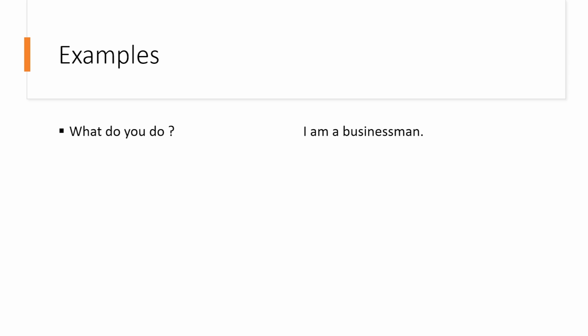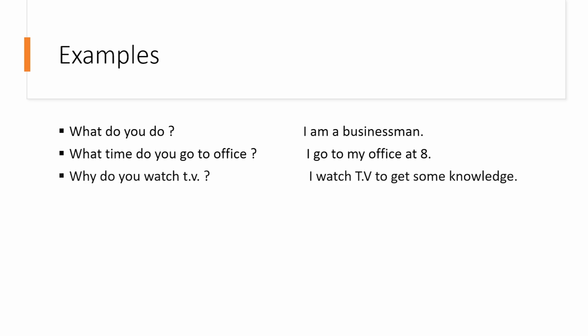The first example is, what do you do? So this question is used when you want to ask about other person's occupation or profession. So for example, the answer could be, I am a businessman. Moving further, the next question is, what time do you go to office? So the probable answer can be, I go to my office at 8. Moving further, why do you watch TV? You must have noticed that why has been used to ask a reason. So the answer can be, I watch TV to get some knowledge.